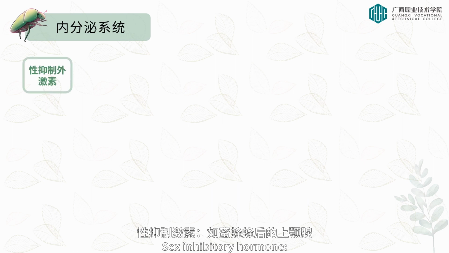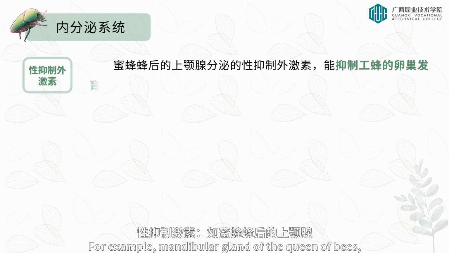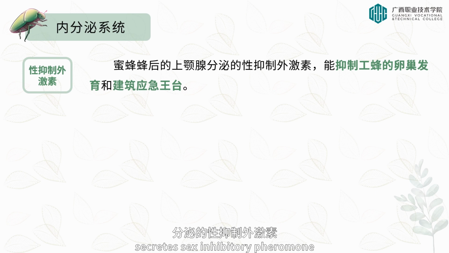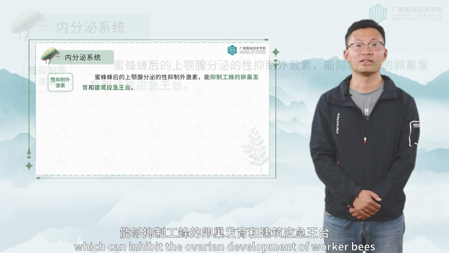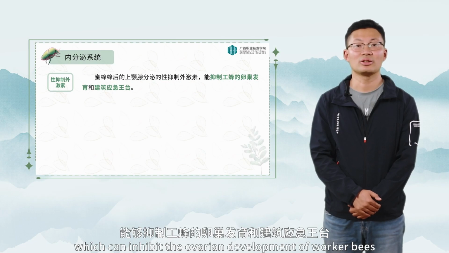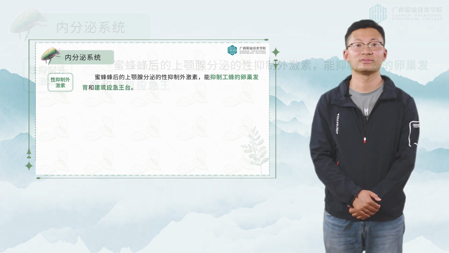Sex inhibitory pheromone, for example: the mandibular gland of the queen bee secretes a sex inhibitory pheromone, which can inhibit the overdevelopment of worker bees and the building of an emergency platform.